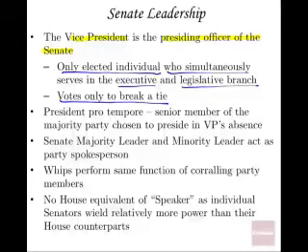So the president pro tempore, they're the senior member of the majority party, and they're chosen to preside in the VP's absence. It's a very largely ceremonial role. Now, it is ceremonial, but it is kind of significant. Assuming the president and vice president and the Speaker of the House die, the next in line for the presidency is actually the president pro tempore.